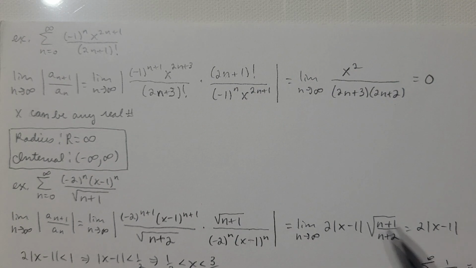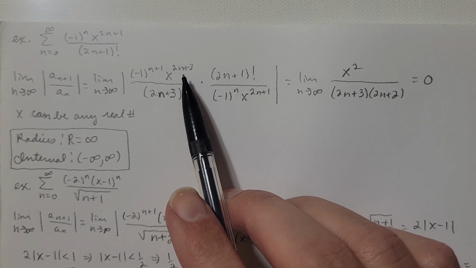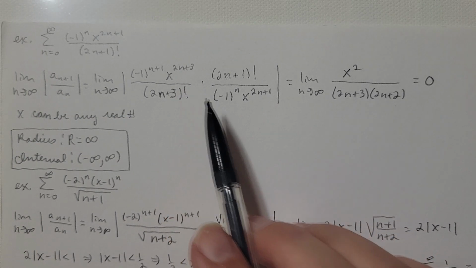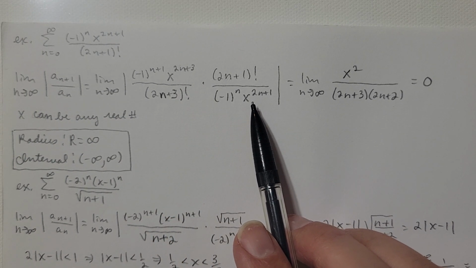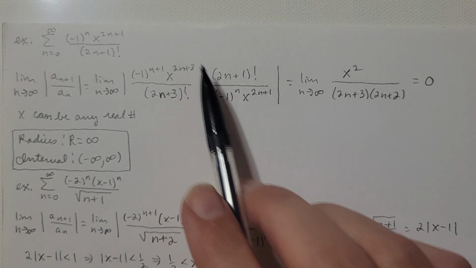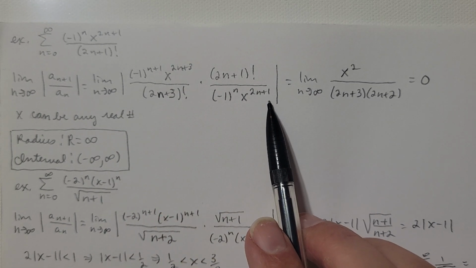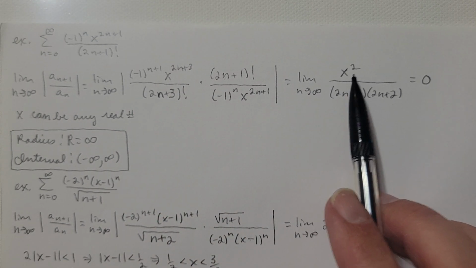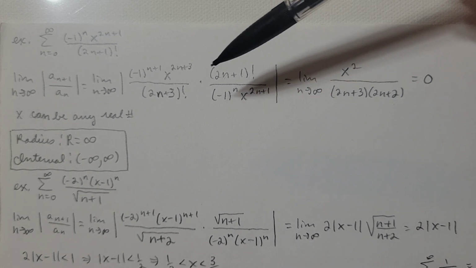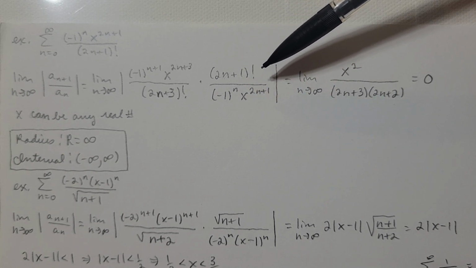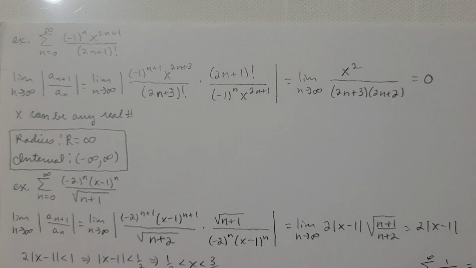Those are gone. X to the 2n plus 3, that's the same as x to the 2n times x cubed. And I'm dividing that by x to the 2n times x. The x to the 2n's cancel. So I'm looking at x cubed divided by x, that's x squared up top. And then 2n plus 1 factorial divided by 2n plus 3 factorial. Well, 2n plus 3 factorial, that's the same as 2n plus 3 times 2n plus 2 times 2n plus 1 times 2n times 2n minus 1 times 2n minus 2, right?